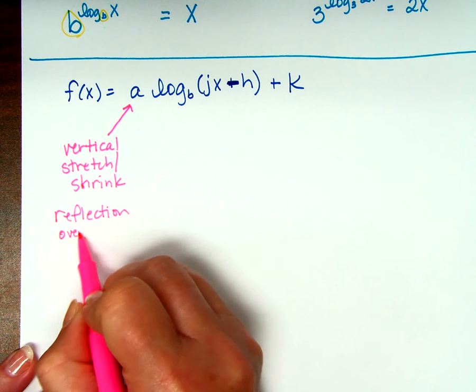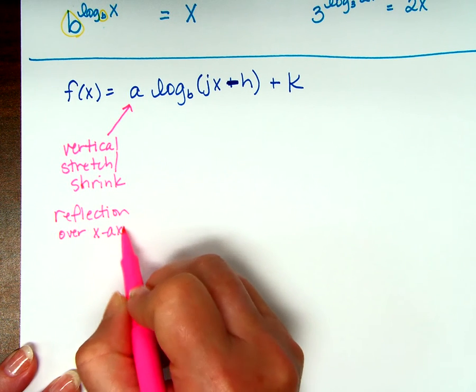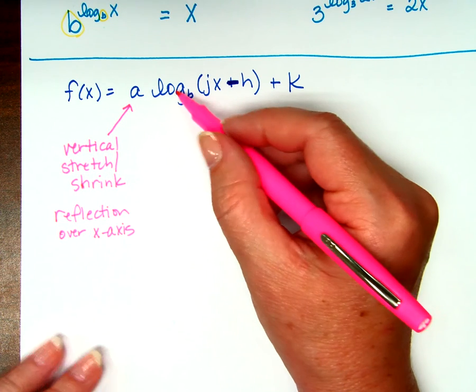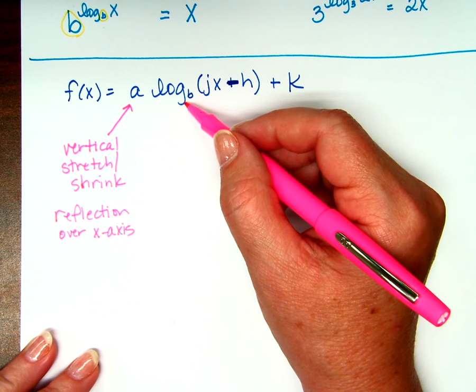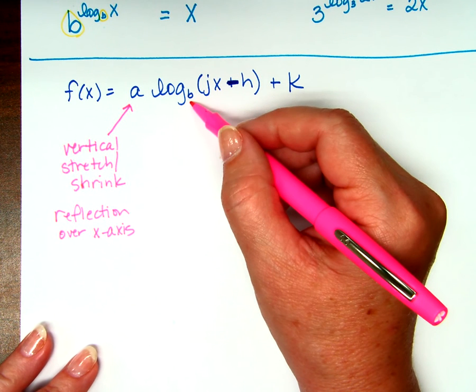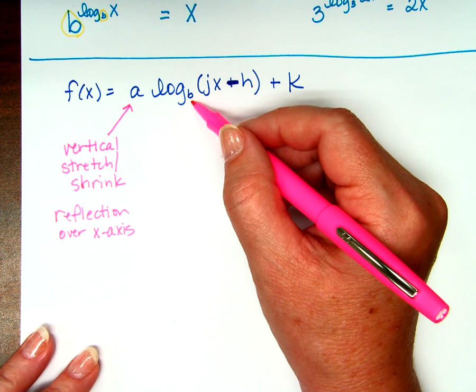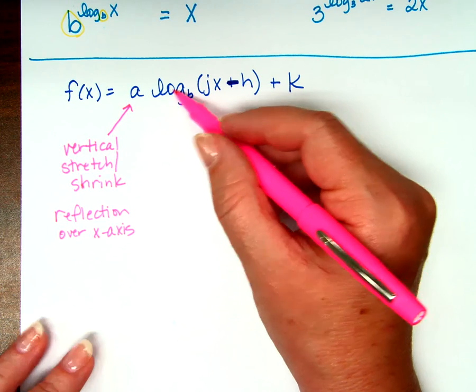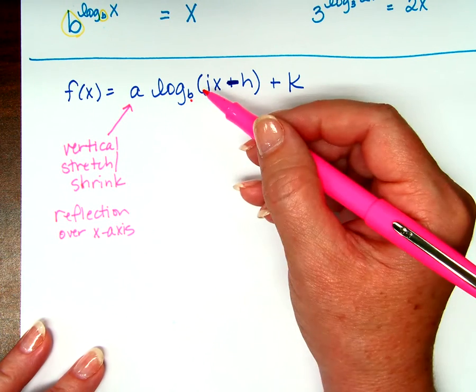Reflection over the x-axis, right? Okay. What about log base b? What does it do? Literally nothing, right? That's what gives it its shape. No matter what this b value is, it could be 4, it could be 17, it could be 3. That's what gives this graph its shape, okay?